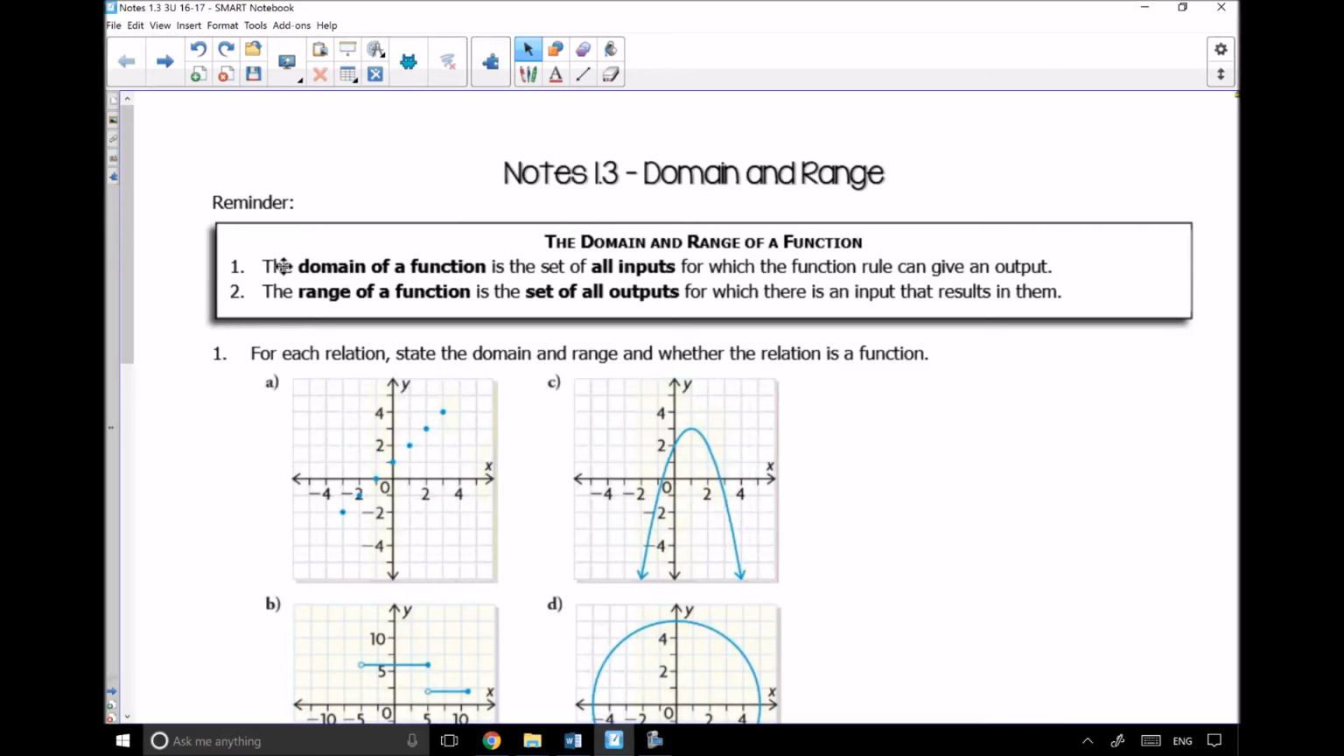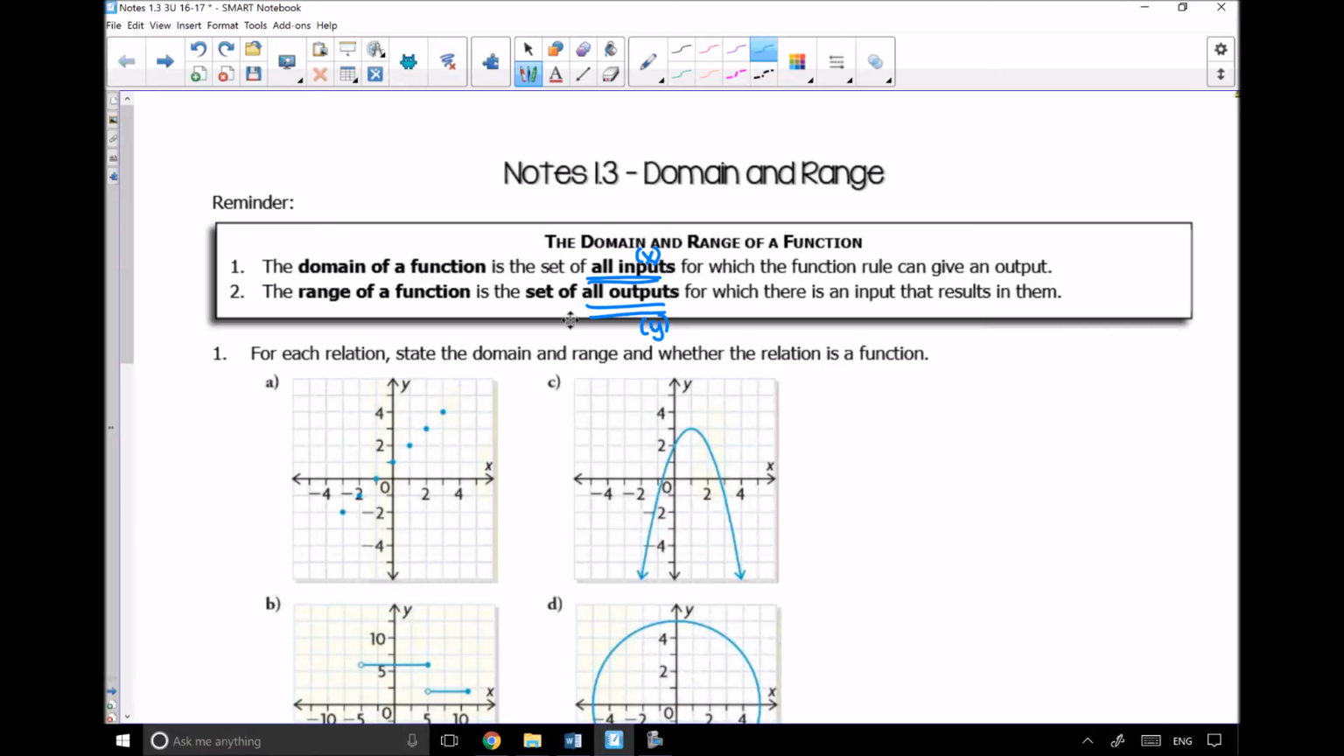Remember, the domain of a function is the set of all inputs for which the function can give an output. So it's all your inputs, or basically all your x values, okay? And the range of a function is the set of all outputs, or basically all your y values, for which there's an input that results in them, okay? So basically the domain is just what are the inputs that are going to work in your function, and the range is what are all the outputs that are going to work in your function, okay?